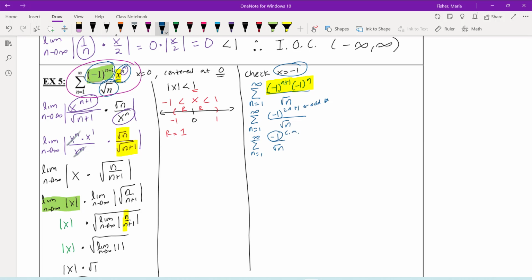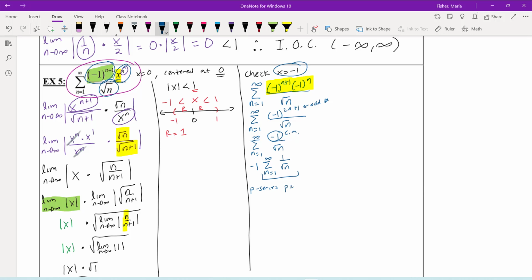We can factor it out of our series, and we're looking at negative 1 times the sum from n equal 1 to infinity of 1 over the square root of n. So now I have to determine, does this series converge or diverge? Well, what is that? Well, it's a known series. It's a p series.